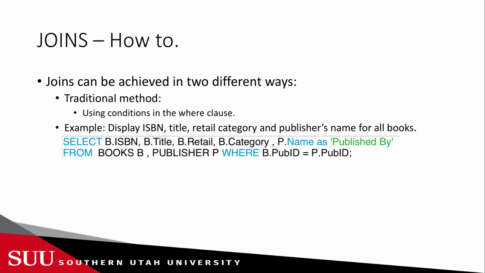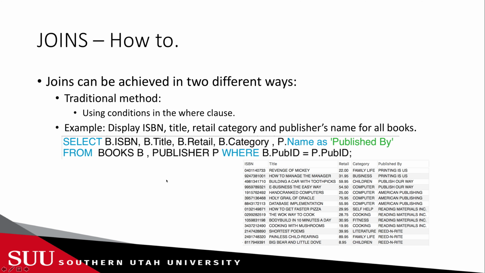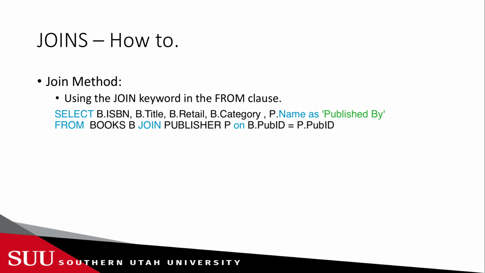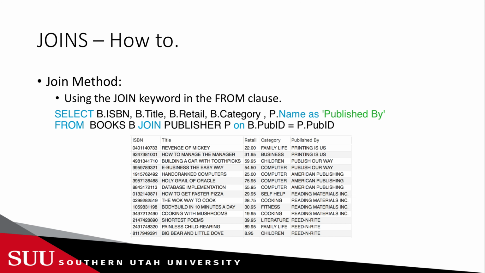So traditional way is going to look something like this. I will select all the columns I want from one table, and then this is the other table, and I will set it to be displayed as published by, and then in my where clause I will compare the publisher IDs. We will dive into this in more details, but this is what I will get as a result. Now the other way is what we call the join method, which is basically we will use the join keyword in the from clause. So this is another query that is going to display the exact same data but using the join method.